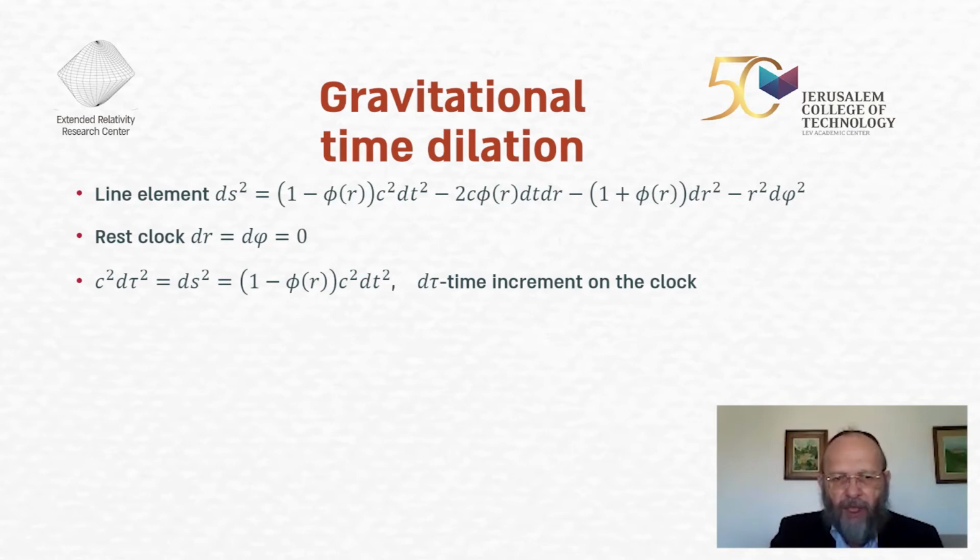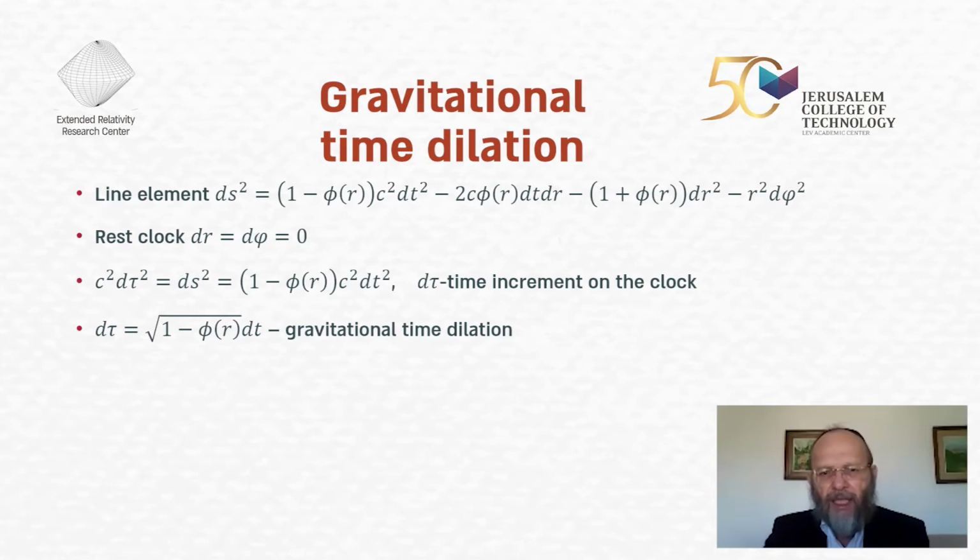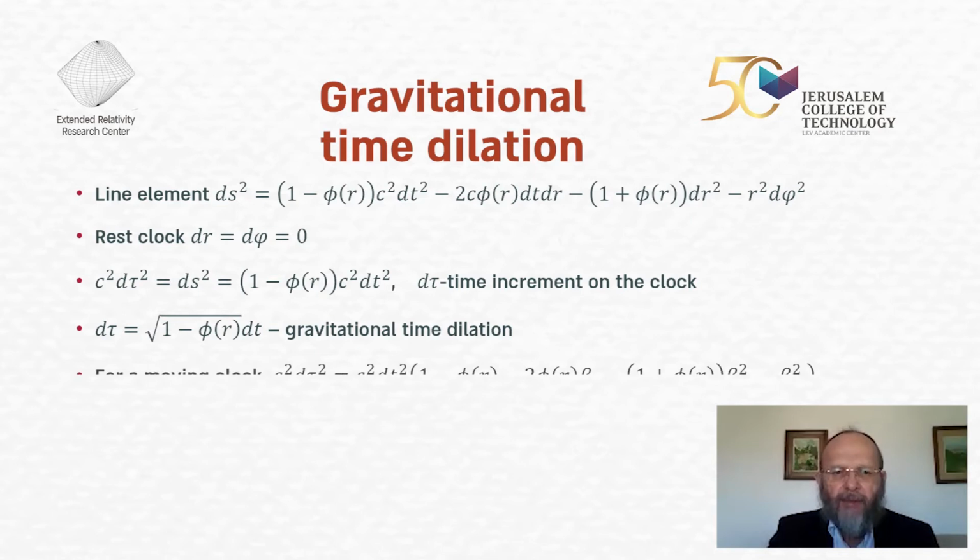So c squared cancels, and dτ squared is equal to this expression, and you have the formula for gravitational time dilation. The clock at the level r runs at the same rate as at the level t times the square root of 1 minus phi r, where phi r is r_s over r. That was the famous formula predicted by GR, and it was tested and it works. So we can go even further. We can get the formula for the time dilation of a clock moving inside the system.